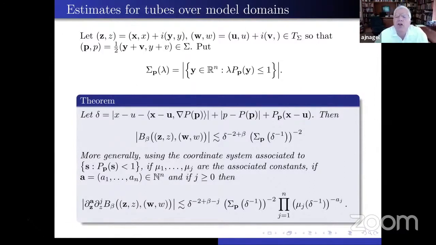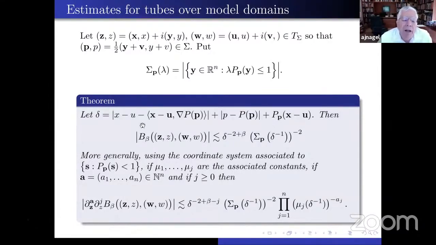So this is a kind of geometric quantity that somehow involves the volume of a minimal cap of height 1 over lambda. And now one introduces this parameter delta, which involves the distance between x minus u in somehow the normal direction, and this quantity in the tangent direction. This is the height of a point above the boundary, and this is the value of the polynomial at x minus u. And then we have this estimate for arbitrary zw and ww.